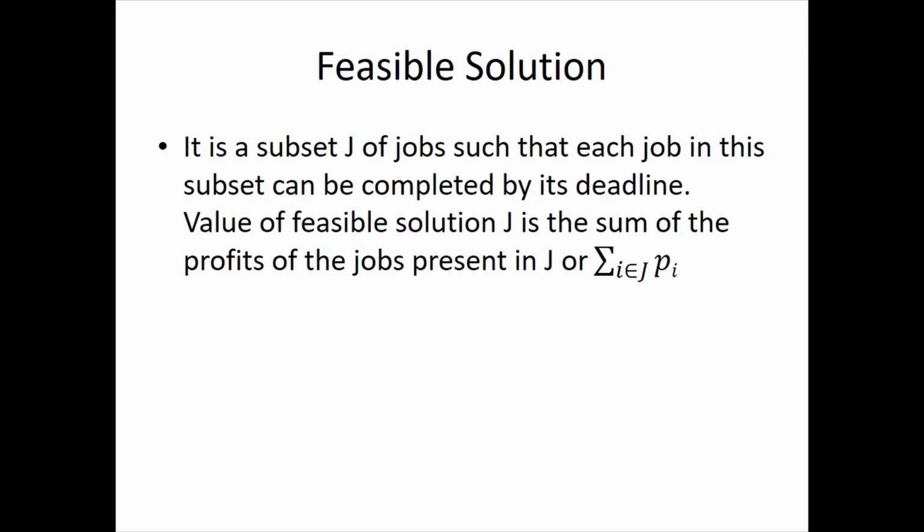So what is the meaning of feasible solution here? It is a subset J of jobs such that each job in this subset can be completed by its deadline. The value of a feasible solution J is the sum of the profits of the jobs present in J. So symbolically we can say summation of Pi, for i belonging to J, which is a subset, the sum of all Pi which are there in subset J.